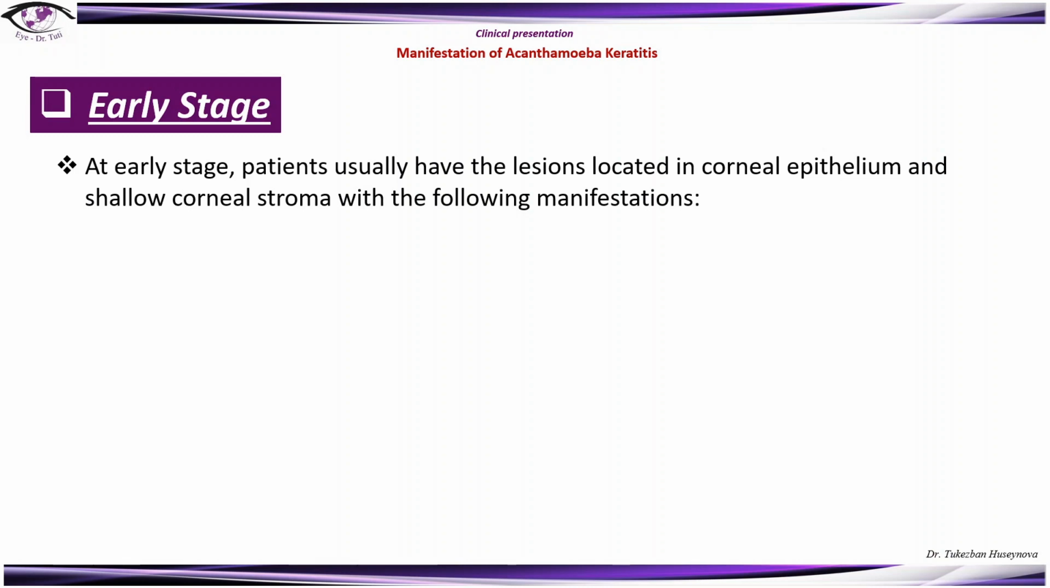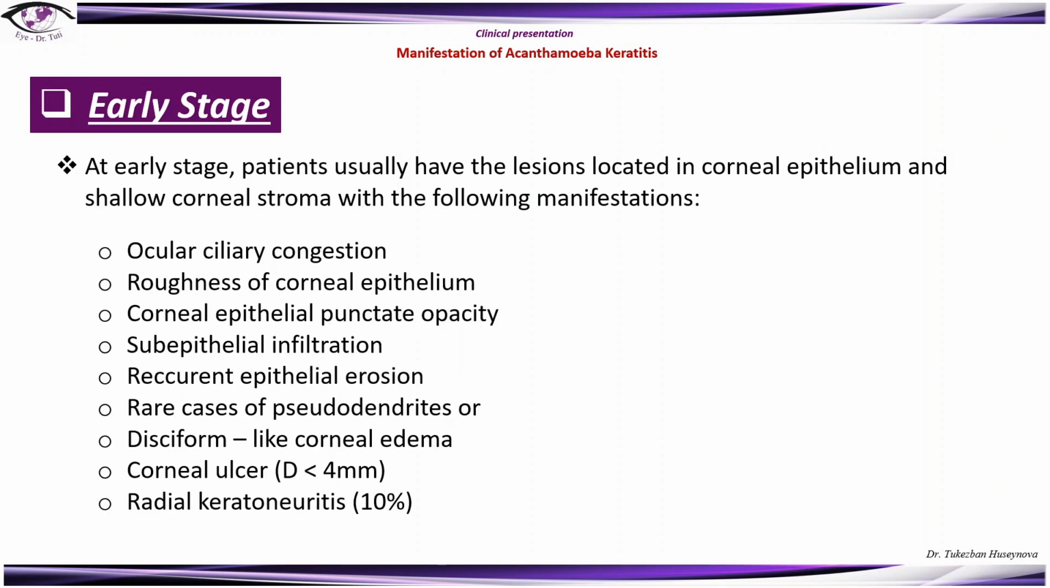At early stage, patients usually have the lesions located in the corneal epithelium and shallow corneal stroma with the following presentation: ocular ciliary congestion, roughness of corneal epithelium, punctate opacity, subepithelial infiltration, erosion. There are also rare cases of pseudodendrites or disciform-like corneal edema, as well as corneal ulcer with a diameter less than 4 millimeters, and radial keratoneuritis can be also a case in 10% of cases.